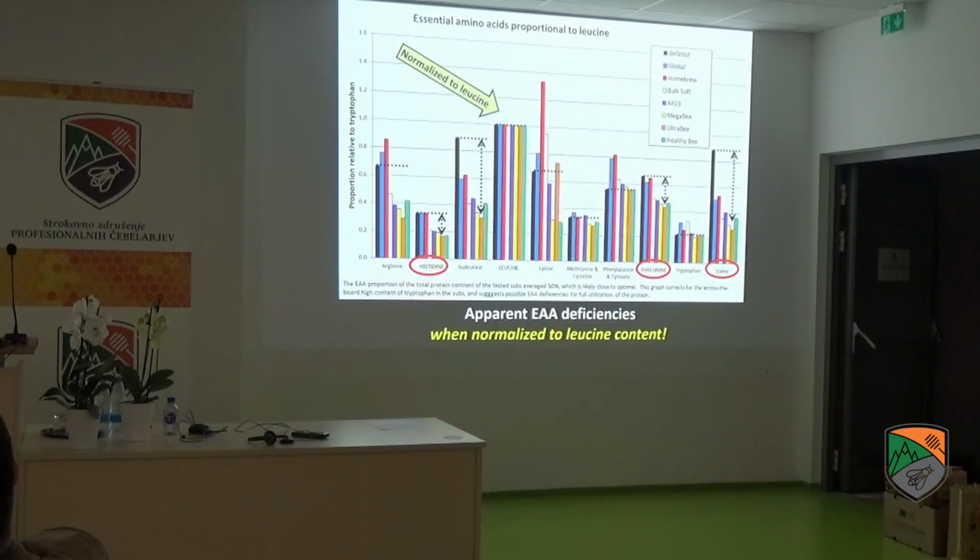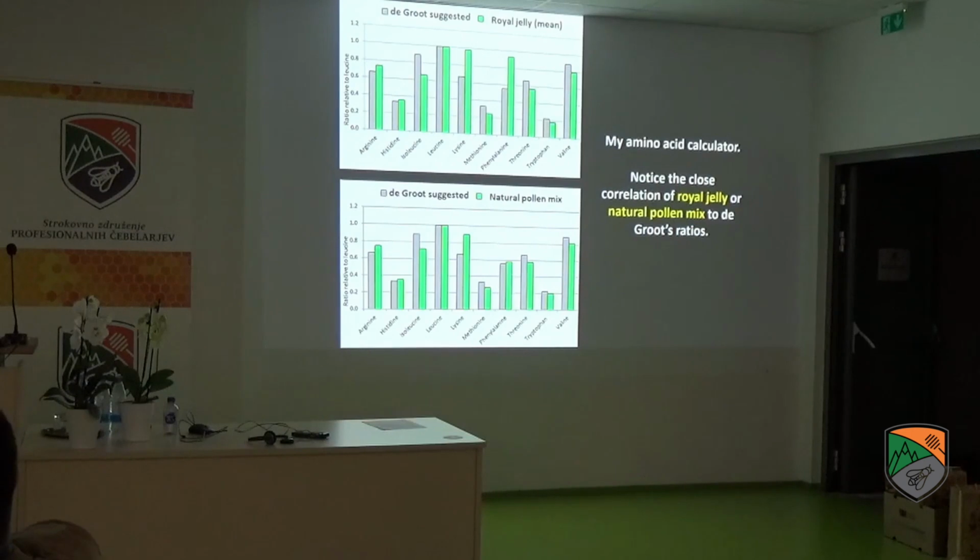Oh God, I get goosebumps right now. Because when I did this graph, all of a sudden I go, wow, eureka. I just figured something out right here. Everybody's been using the wrong normalization to figure out the optimal diet for honeybees. So I created that amino acid calculator so that we can compare the diets.